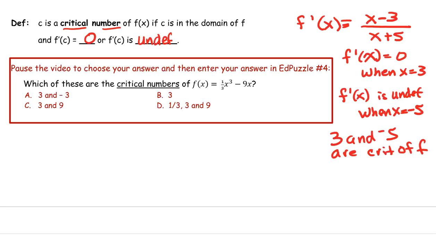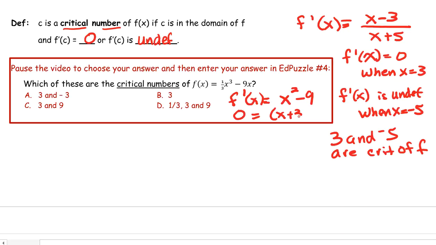So the first step here would be to find the derivative. And you will often see these fractional coefficients just to make the power rule work out nicely. 1/3 times 3 is a 1, so we'll get x squared minus 9. And we want to say, where is that derivative equal to 0? Well, you wouldn't even have to show this difference of two squares. Hopefully, everyone in calculus would come up with 3 and negative 3.